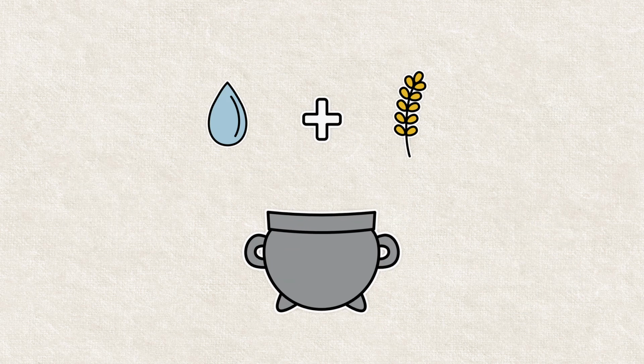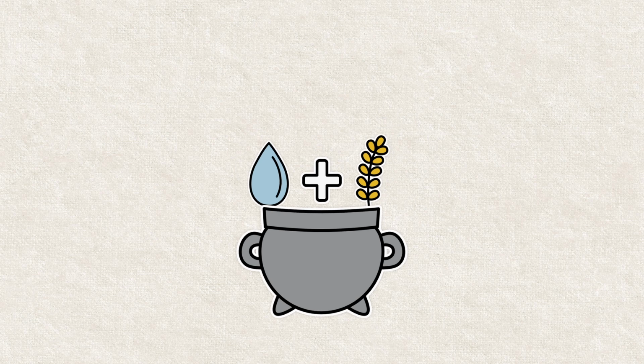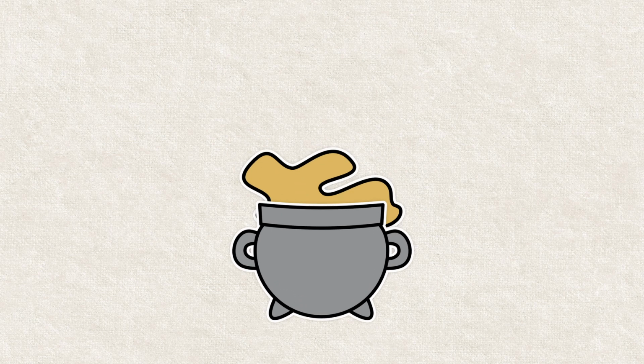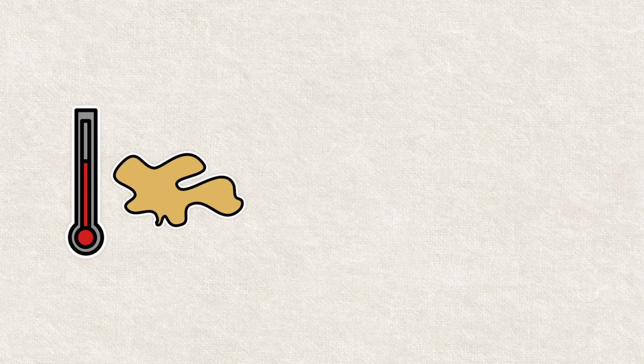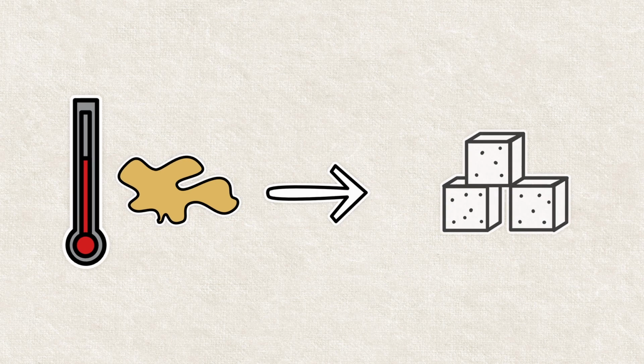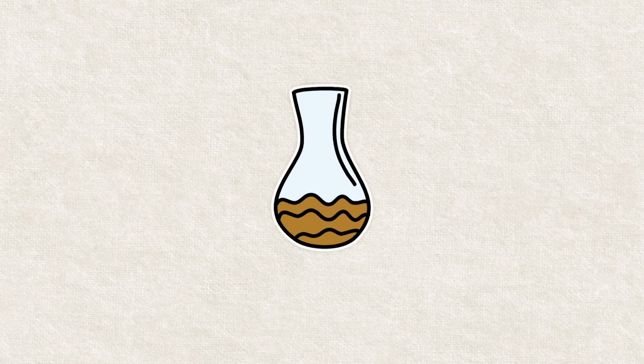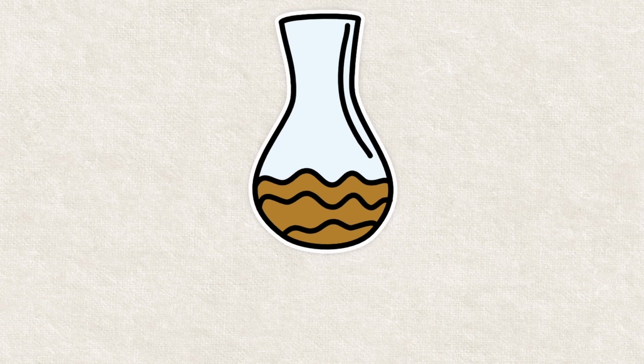The first step in making beer is to mix the grain with hot water. This makes a sticky substance called mash. The mash is then heated up and the sugar from the grain dissolves into the water. This creates a sweet liquid called wort.